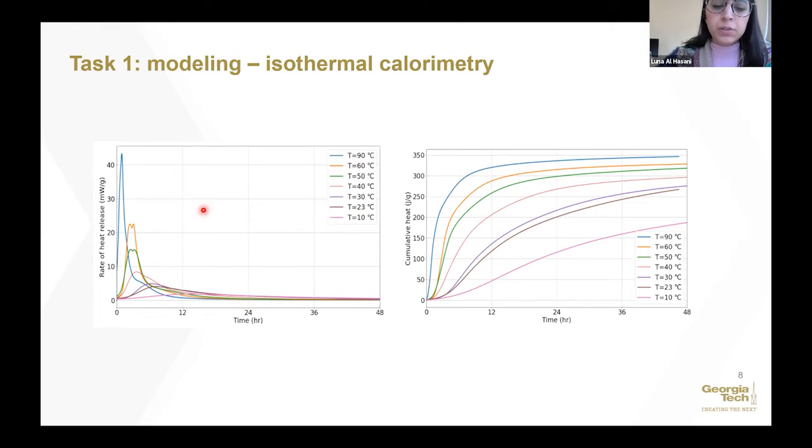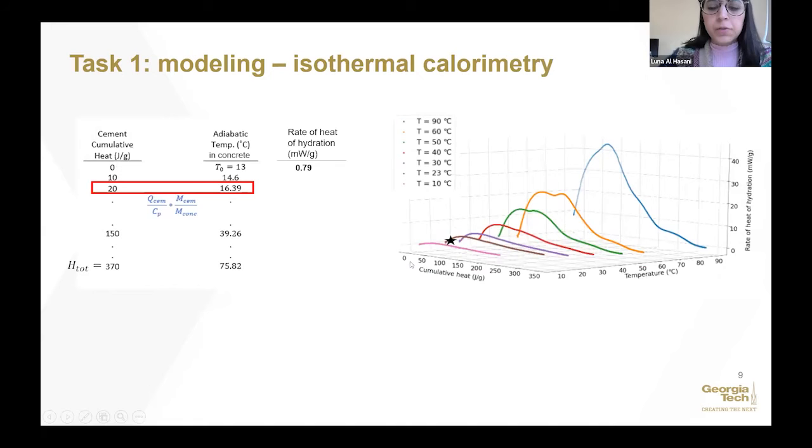And we find the rate of heat release and the cumulative heat of hydration for a certain cementitious paste and all the materials that it contains. After doing so, we would need to create a mapping between cumulative heat of hydration, temperature, and rate of heat of hydration. This mapping facilitates that if we have 2 out of 3 of these values, we can easily find the third one using this curve.